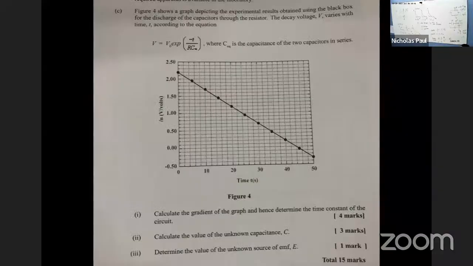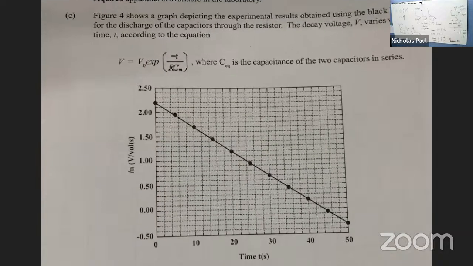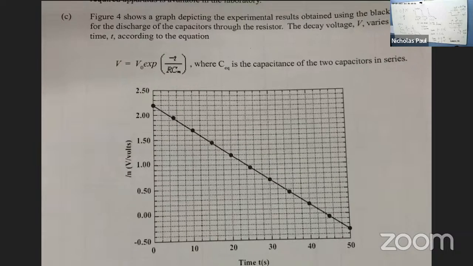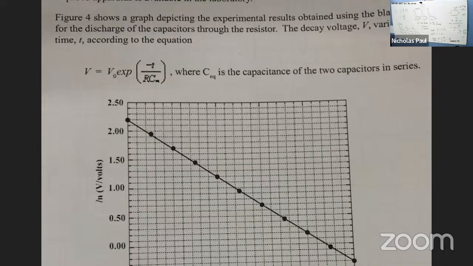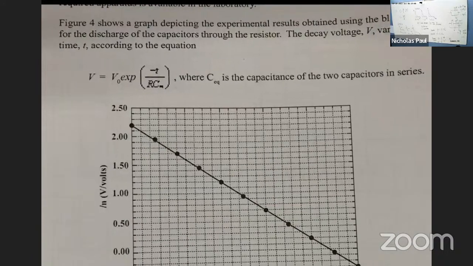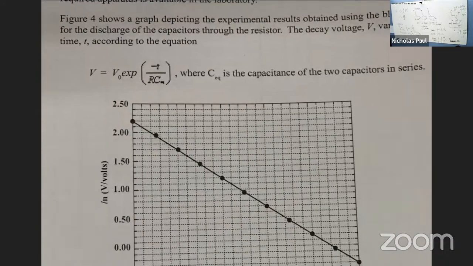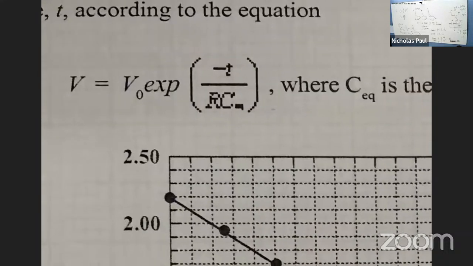Right, it's a graph question. All right, so watch it there. Figure 4 shows the graph depicting the experimental results obtained using a black box for discharging capacitor charge system. The cable did three periods of time and they gave you a graph, right? What did they do with the graph? Look at the graph, because that's a straight line.